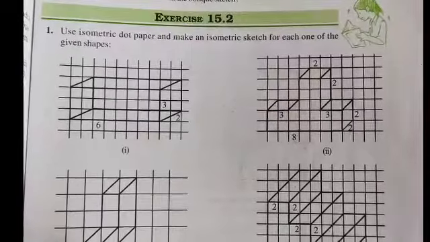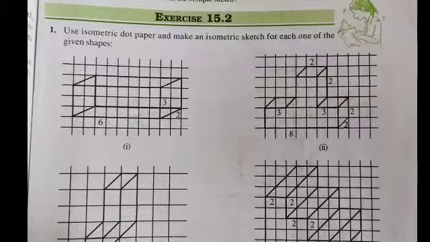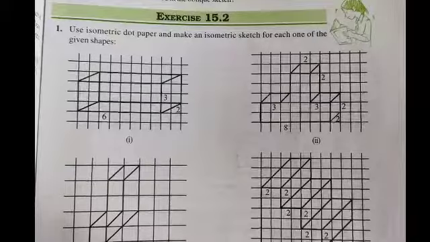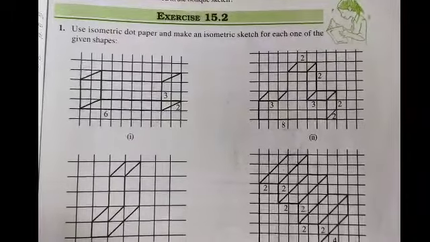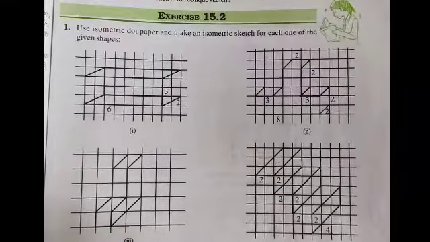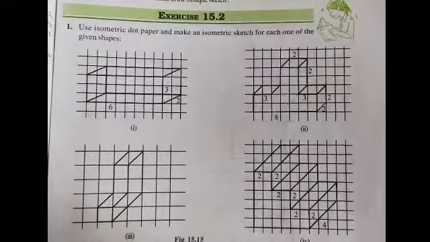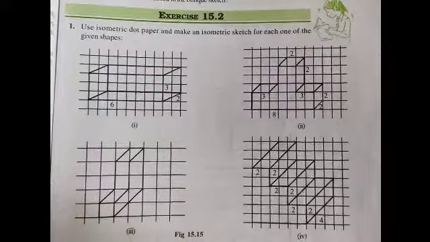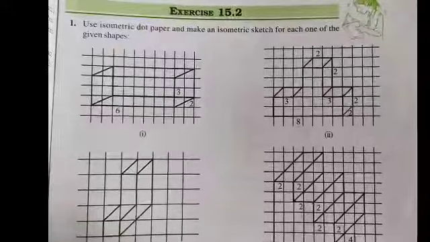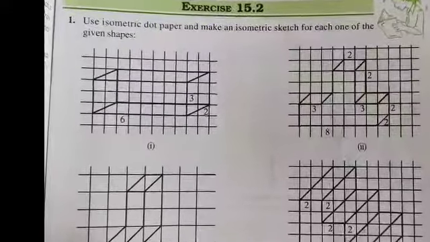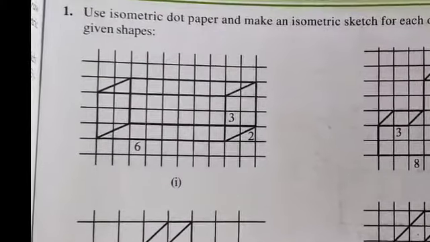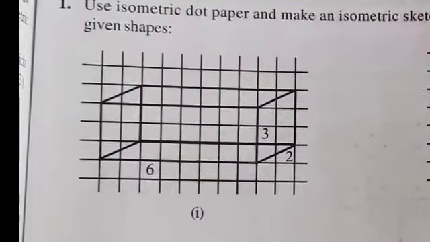Let us start exercise 15.2. Use isometric dot paper and make an isometric sketch for each one of the given shapes. Now if you see the first one, let us see how to make an isometric sketch for it. Now if we observe the first figure, whose length is 6, base is 2 and height is 3. Let us see how to draw the isometric.